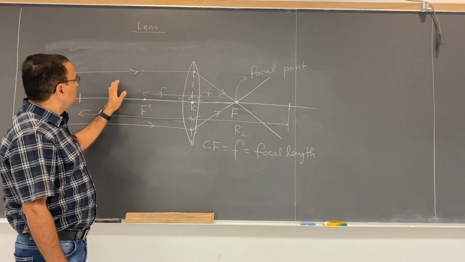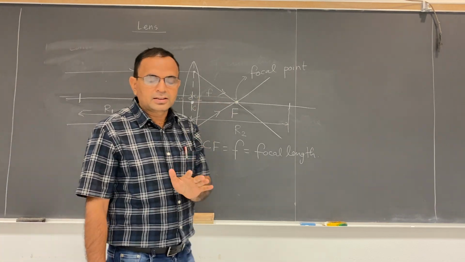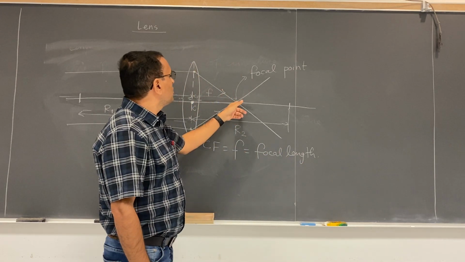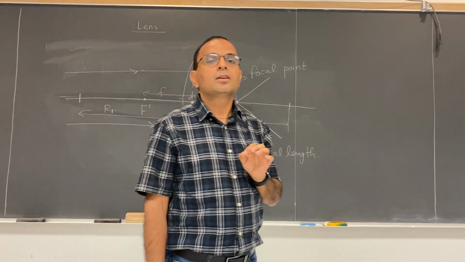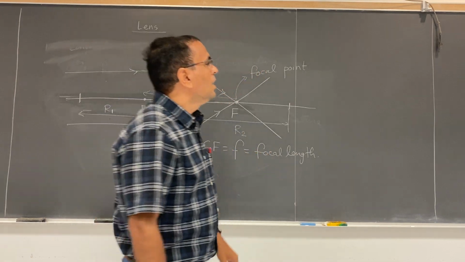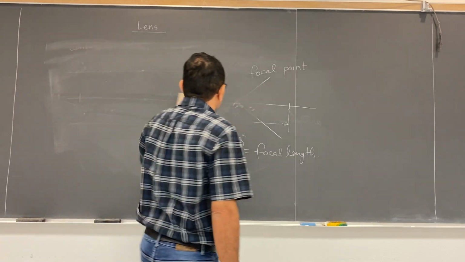Okay, so look at this. The rays after refraction, after passing through the convex lens, converge at the focal point. That is why this lens is also called the converging lens. Okay, another lens we call the diverging lens.